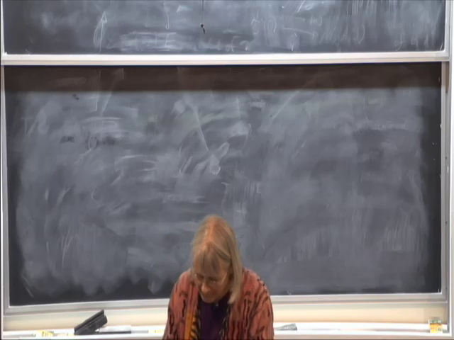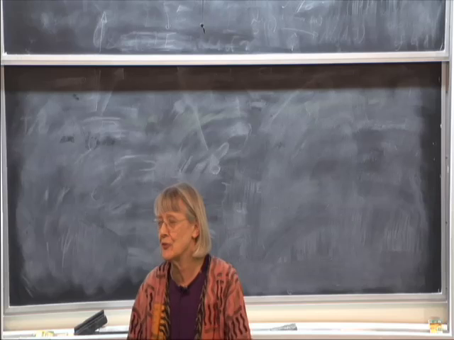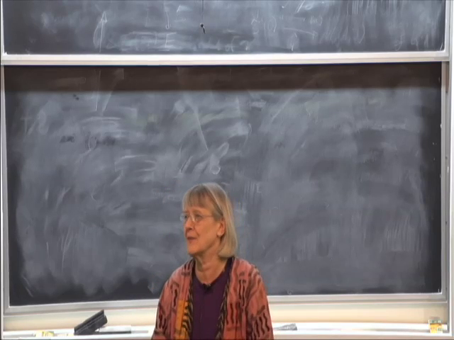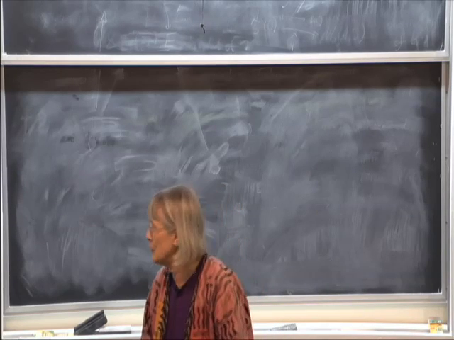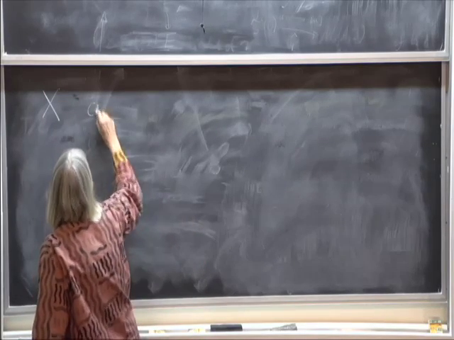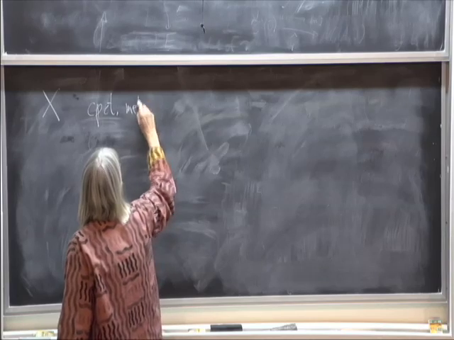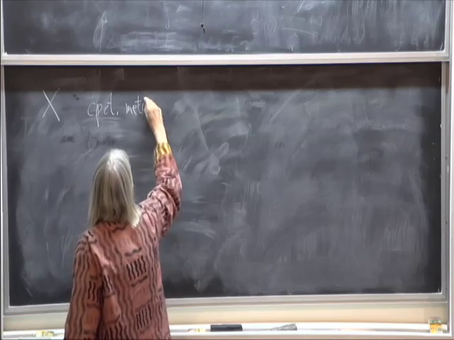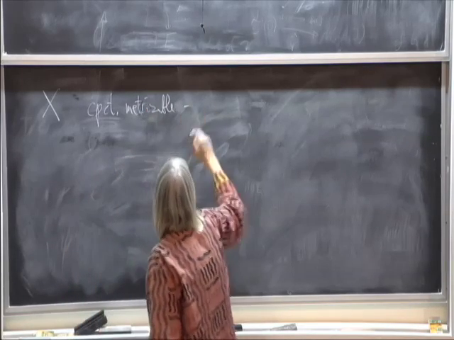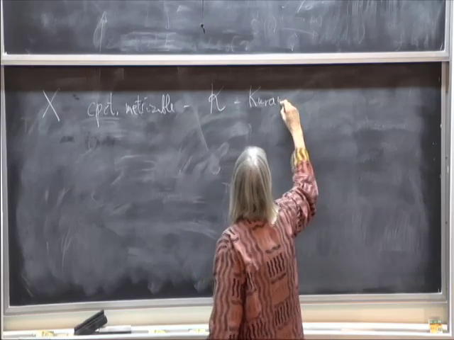Right, so what I was planning to do was to try and give you an overview of what a Kuranishi structure is for a space and what we're aiming to do. We've got this space X, which is going to be compact and metrizable. And I'm going to put on it some Kuranishi structure. K is a Kuranishi structure.